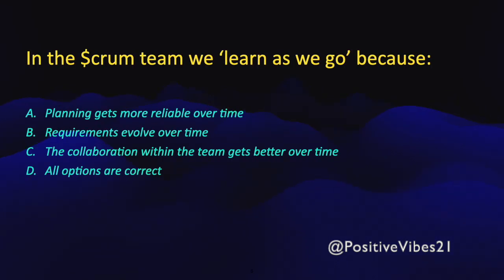The next question is, in the Scrum team, we learn as we go because... There are four options. Try to answer this question. First one is planning gets more reliable over time, requirements evolve over time, the collaboration within the team gets better over time, or all options are correct. So looking at these options, I can suggest that it looks like the last one, which is all options are correct. That is also pretty much straightforward.